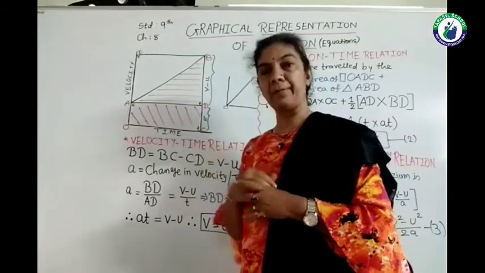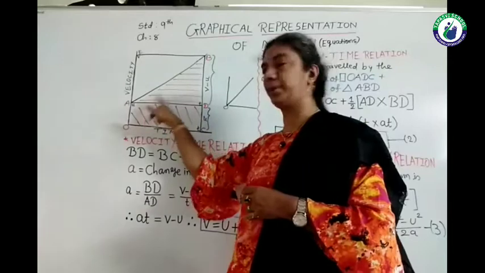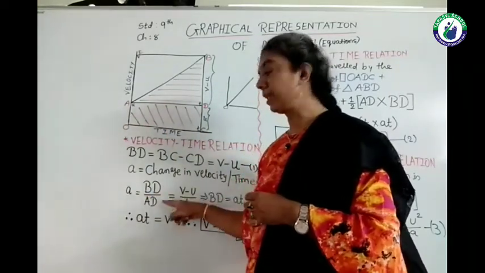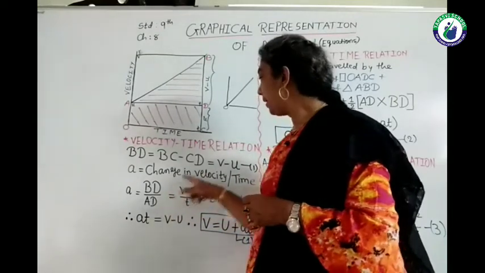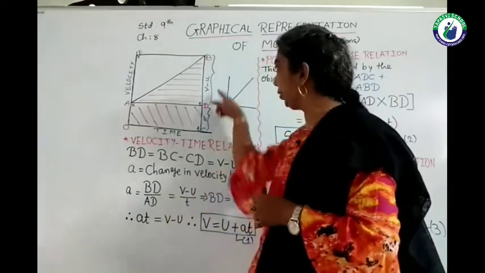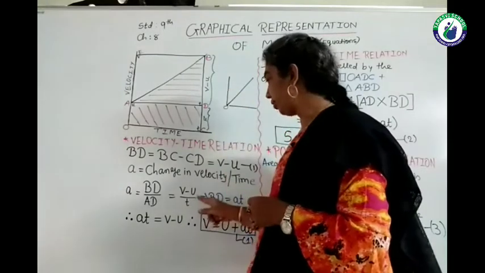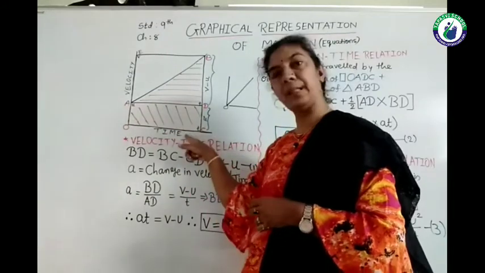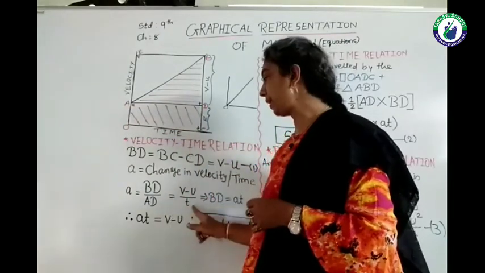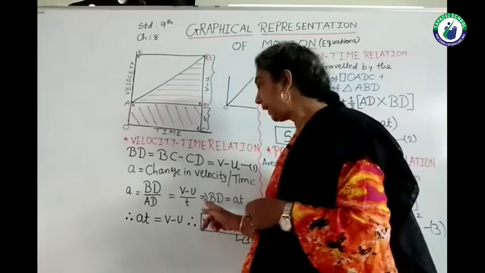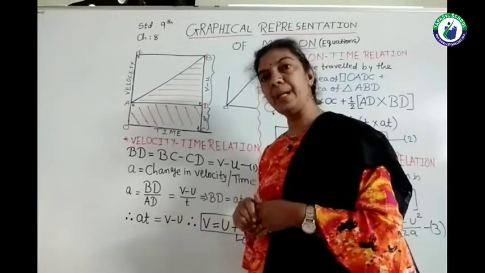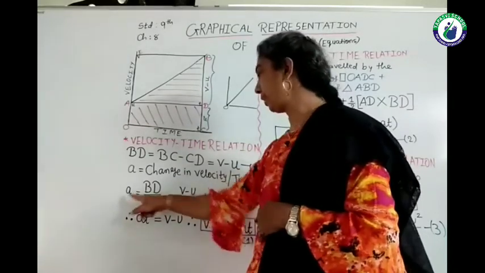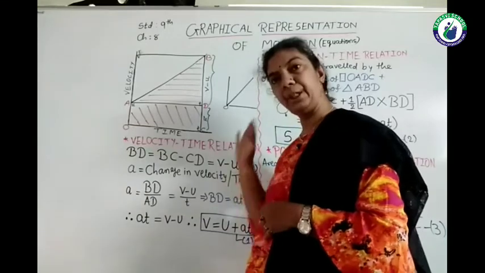We have seen in the graphical presentation velocity upon time. So I can write a equals BD upon AD. BD represents v minus u from here. Substitute that value, and AD, this line, represents time, so substitute t over here. If I want to find BD, then this implies BD equals a into t. This we will use later on.